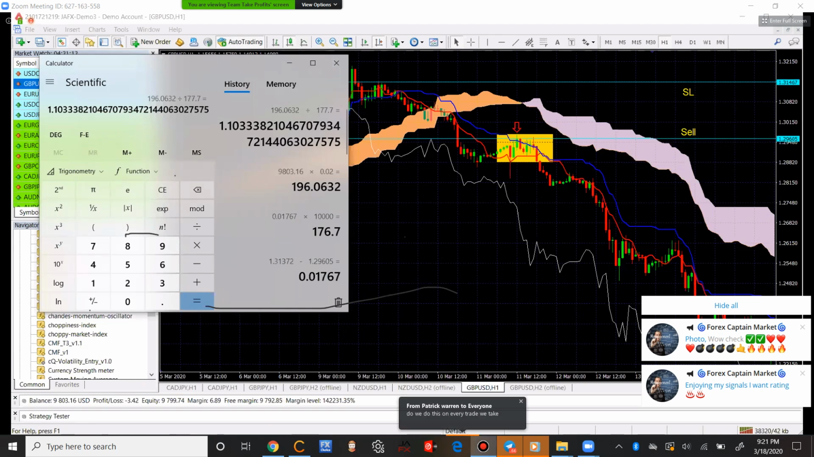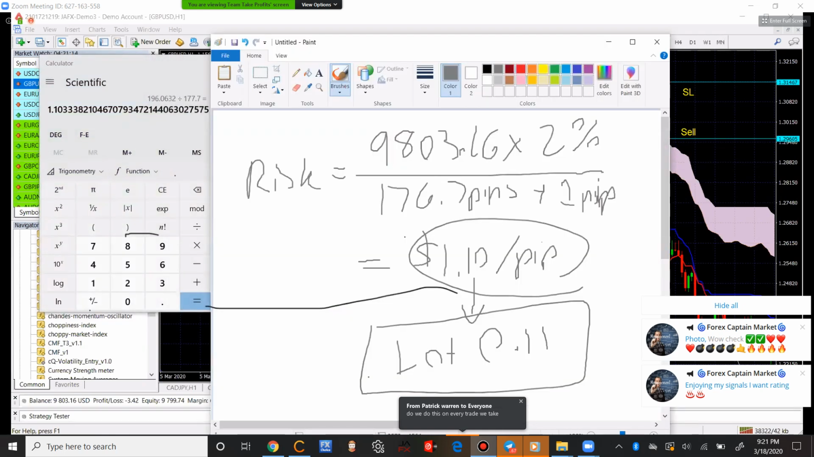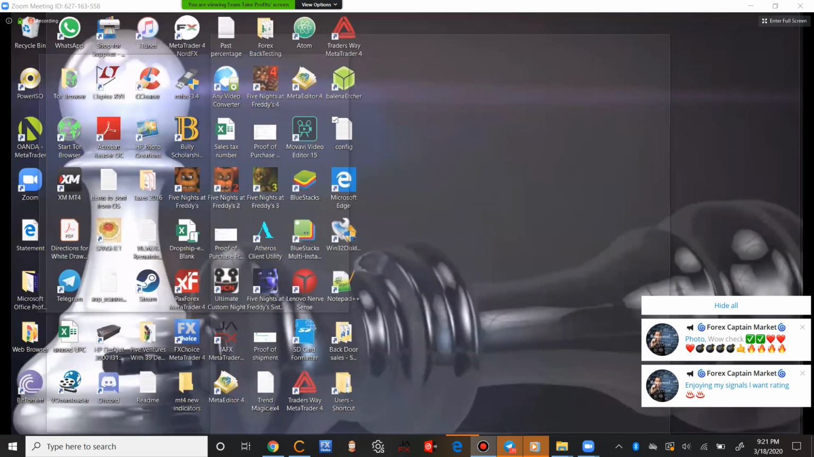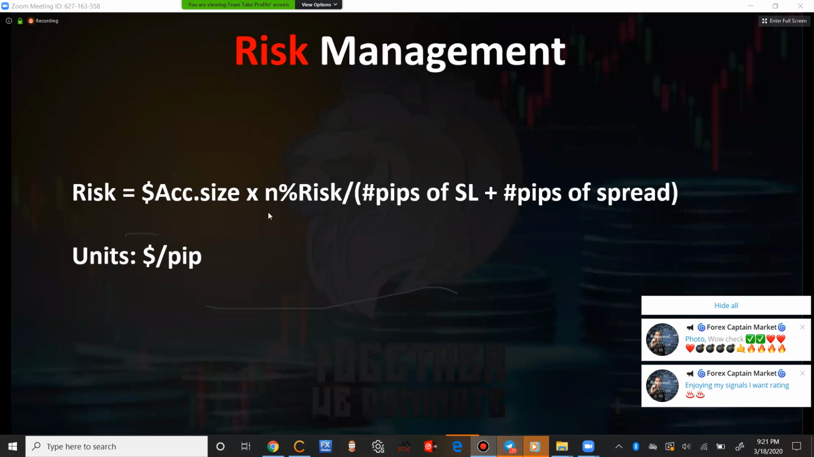Do we do this on every trade we take? Patrick, yes, but if you guys program a calculator like this in Excel, this will make your life a lot easier. Here's the formula for it. Okay, so everybody write this formula down. Get your notebooks out, write it down. Because you will need to know this, because if you calculate your risk wrong, your reward's not going to be good, and you could accidentally be over leveraging. So write this down.